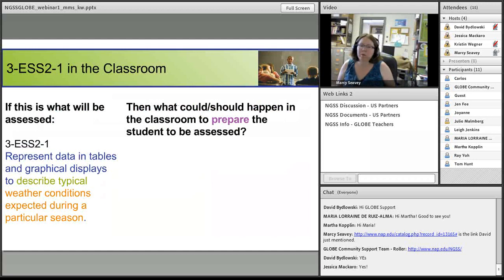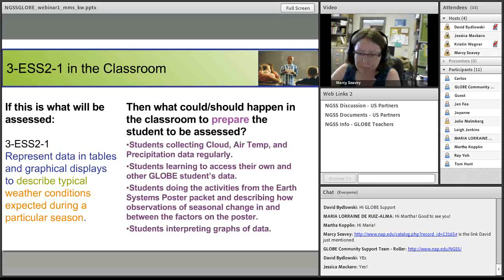So if this is what will be assessed, represent data in tables and graphical displays to describe typical weather conditions expected during a particular season, then what could or should happen in the classroom to prepare the students to be assessed? That's really the million-dollar question. That's the thing that teachers are going to be discussing and using to prepare their curriculums. And in this case, I have some suggestions.